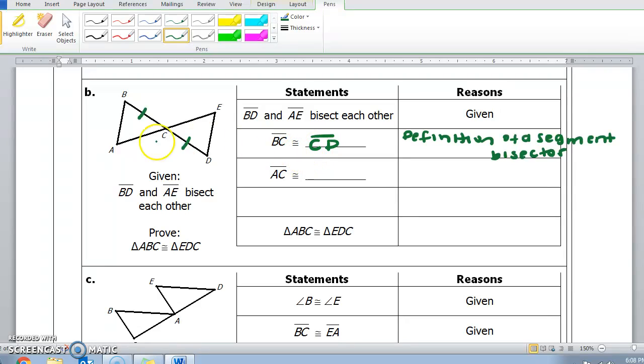Next, AC is congruent to CE, just like before, because of definition of an angle, or I'm sorry, a segment bisector.